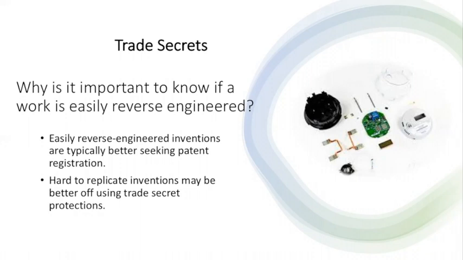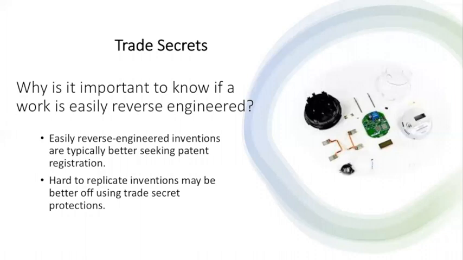This is the very reason why inventions that are not easily reverse engineered should strongly consider trade secret protection instead of patent protection. To a certain extent, trade secret protection is perpetual so long as secrecy is maintained. This is how the recipes to Coca-Cola and Kentucky Fried Chicken are still secret.